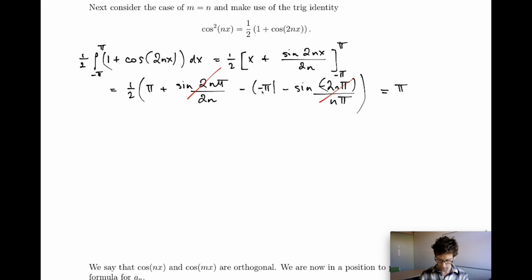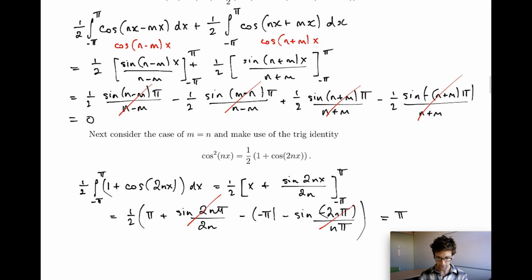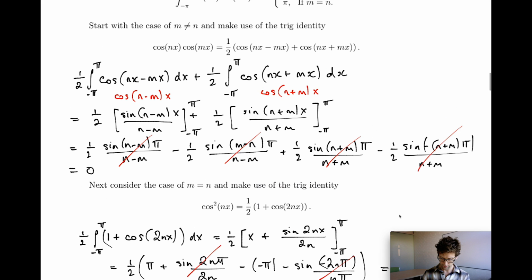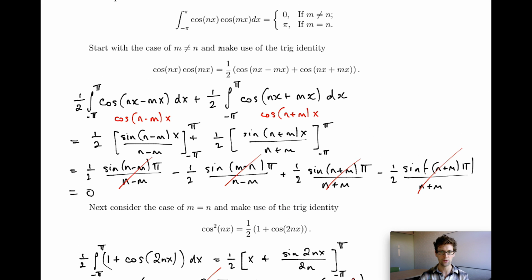So there I've proved that the integral of cosine nx times cosine nx, that is the integral of cosine nx times cosine mx when n and m are the same, gives me pi. So we have this interesting situation here that this integral will be 0 unless n and m are the same integer. This is actually an idea that is related to the concept of vectors.